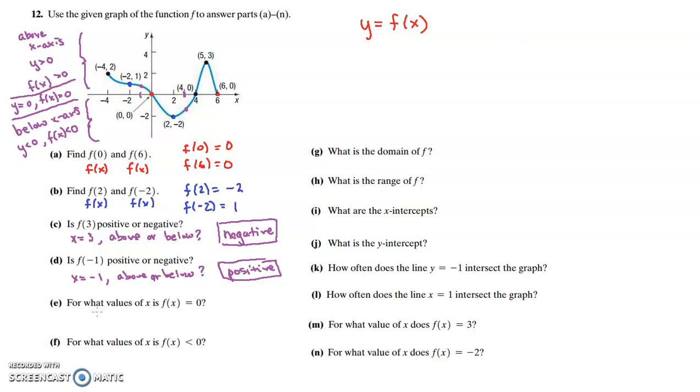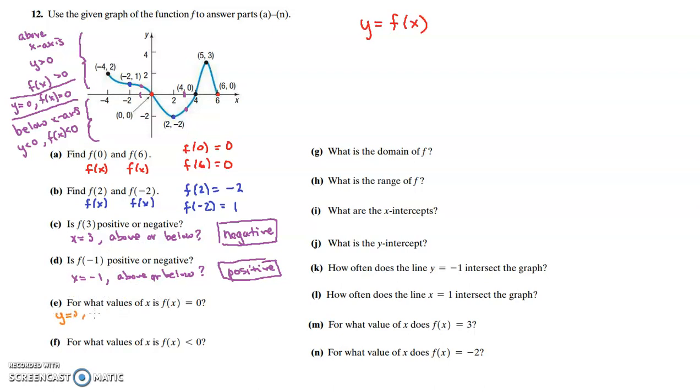All right, moving along to part E. For what values of x is f of x equal to 0? We just talked about that. Y equals 0 is the same as f of x is equal to 0, which is the same as being on the x-axis, which is the same as x-intercepts. So these are all asking the same thing.